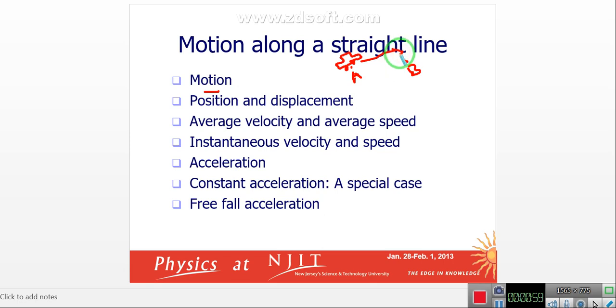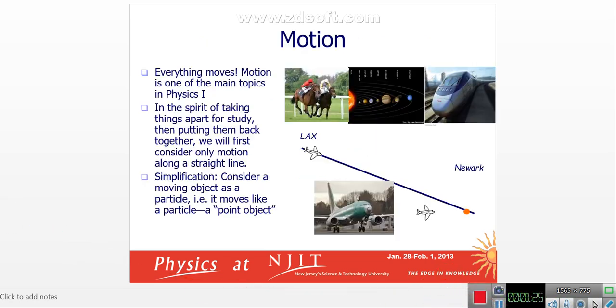So this is motion. We will study motion, position and displacement, average velocity and average speed, instantaneous velocity and speed, constant acceleration, free fall acceleration, etc. This is a very interesting topic and a very easy topic as well, because you studied that in your school. So now coming to the thing, what is motion?